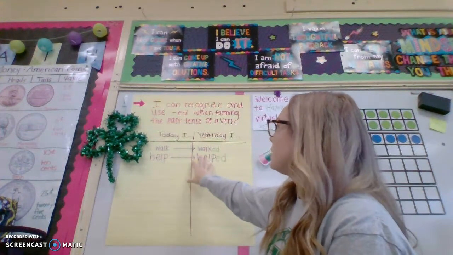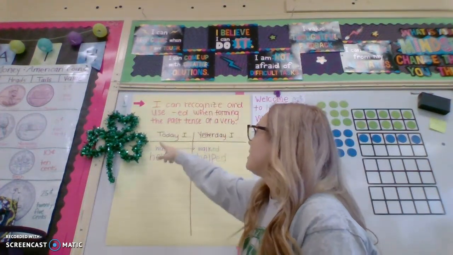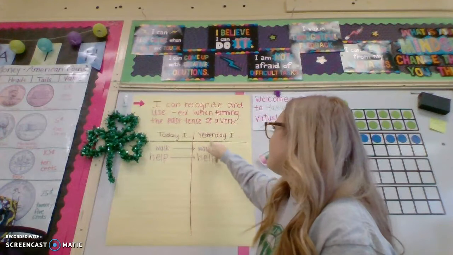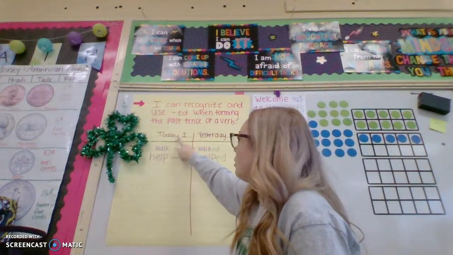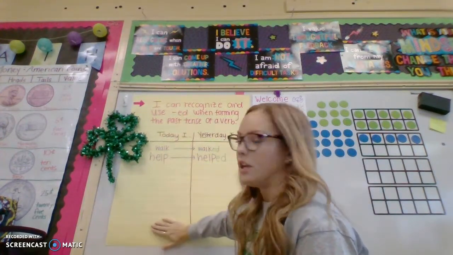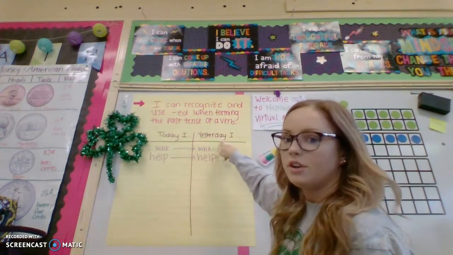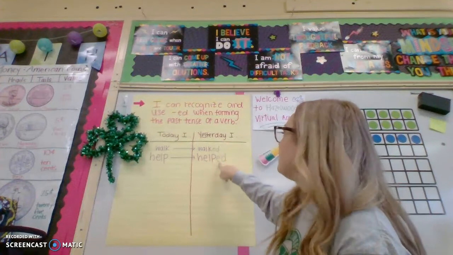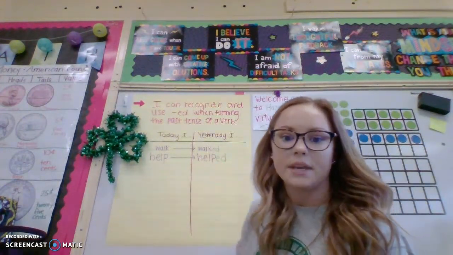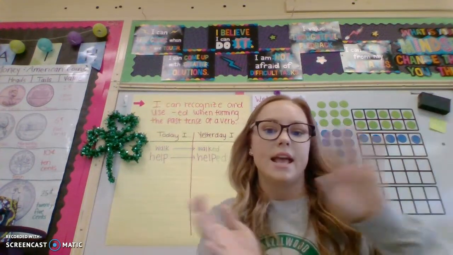So I made a chart up here and it has our objective at the top and it says today I and yesterday I. So we're going to put words under the today I section like walk and help. And then under yesterday I, we're going to add the ed to the end of the word to make it mean we did it yesterday and it happened in the past. So whenever you add ed to the end of a word, it makes it its past tense form. It means it already happened another day in the past.